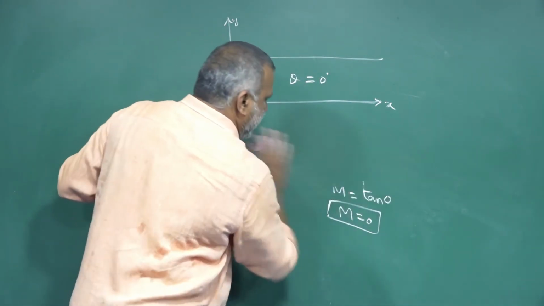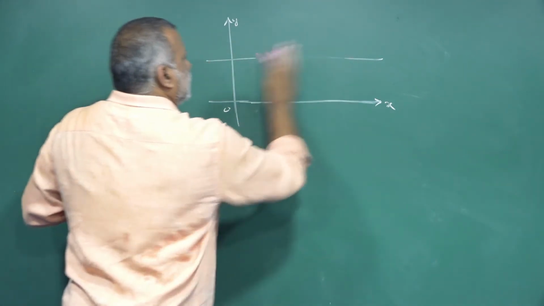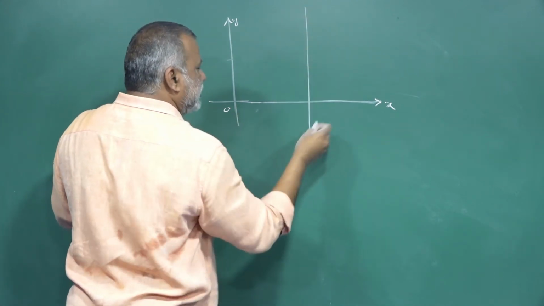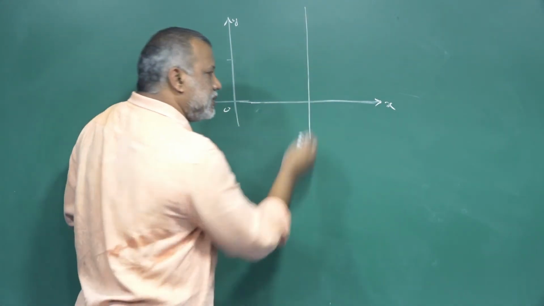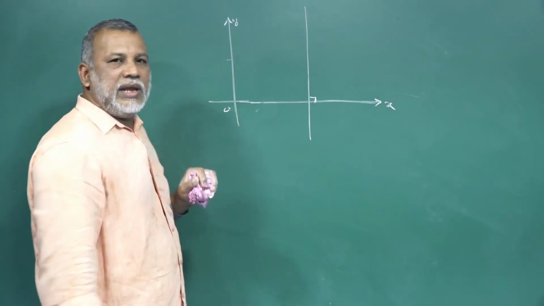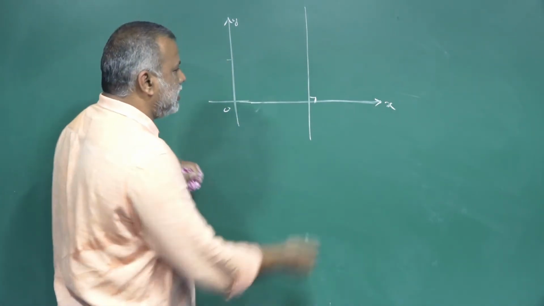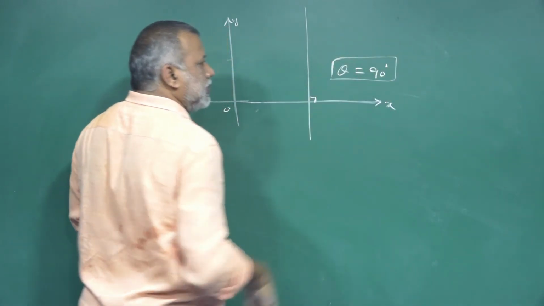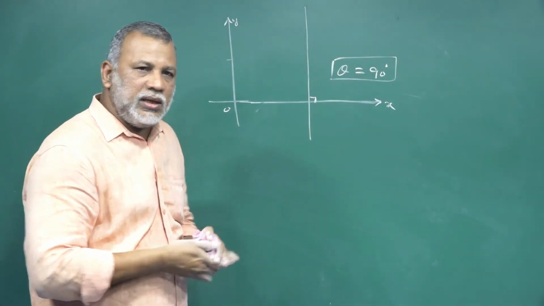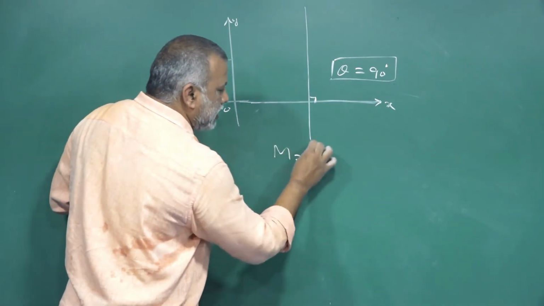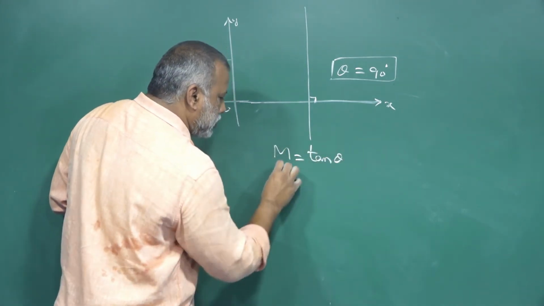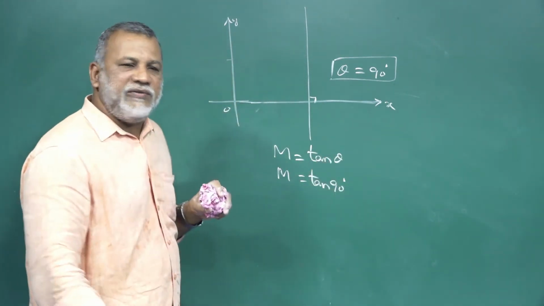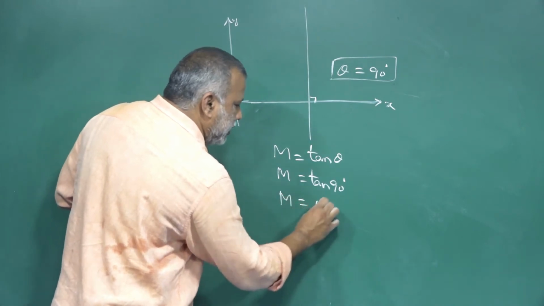Now the fourth one is, if the line is perpendicular to x-axis, then what is the angle here? If the line is perpendicular to x-axis, theta equal to 90 degree. Now slope m equal to tan theta, so slope m equal to tan 90. Tan 90 is nothing but undefined. So slope m equal to undefined.